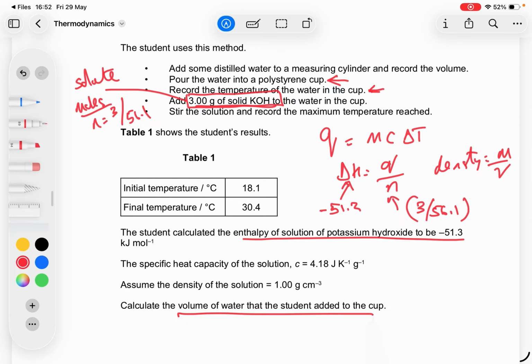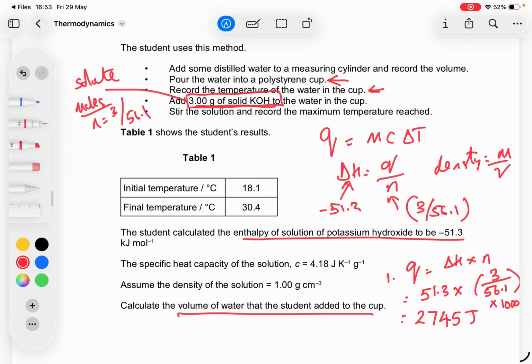And calculate the volume of water. In other words, number 1, Q equals delta H times n, which will be 51.3 times 3 over 56.1. Ignore the sign here now. The sign here is not important. Then, once we've got Q, we are rearranging for mass. So Q here will be, we will rearrange for mass here. Q here is about 2,745 joules because we've multiplied the answer by 1,000.